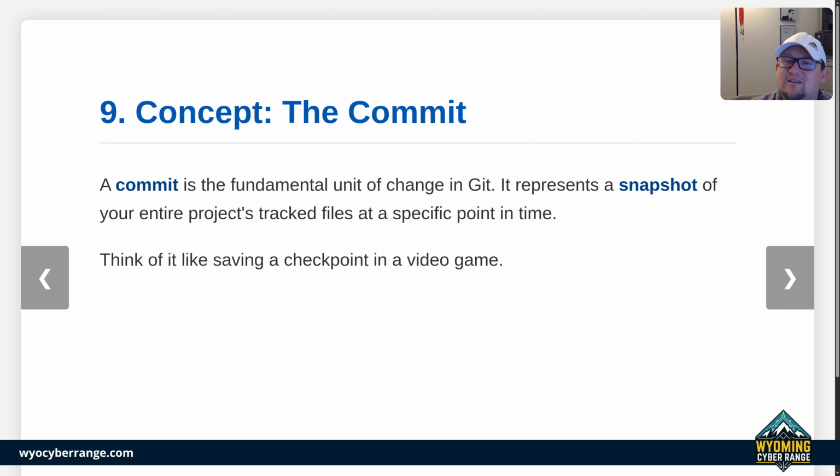Now we talked about commits. The fundamental unit of change is the Git commit. A commit is a snapshot of all of your tracked files at a single point in time. You can think of it like creating a permanent save point or a checkpoint in a video game. It's a record of your project that you can always return to.